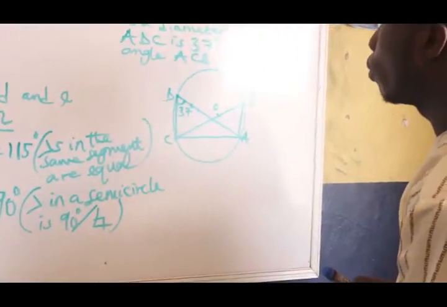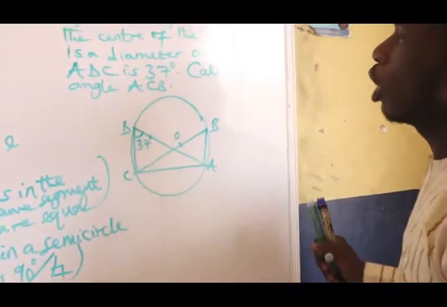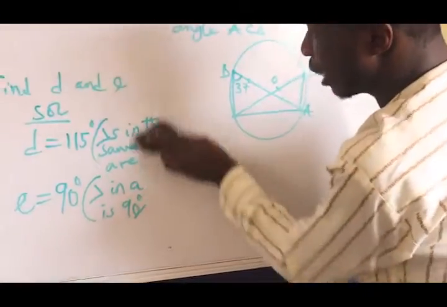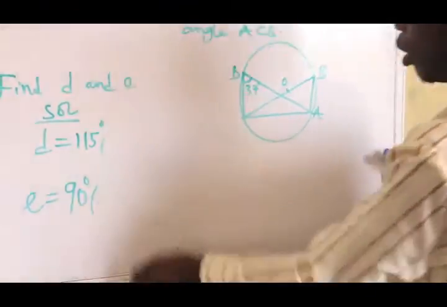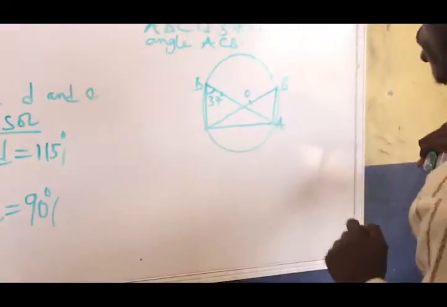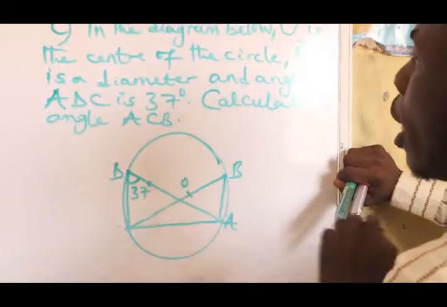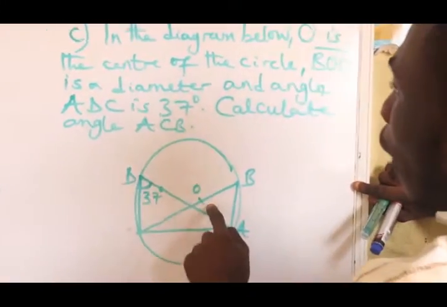Now, let's move on to question C. Permit me to run this off. So you should write this in your notes. Now, question C says, in the diagram below, we have the diagram here. O is the center of the circle.